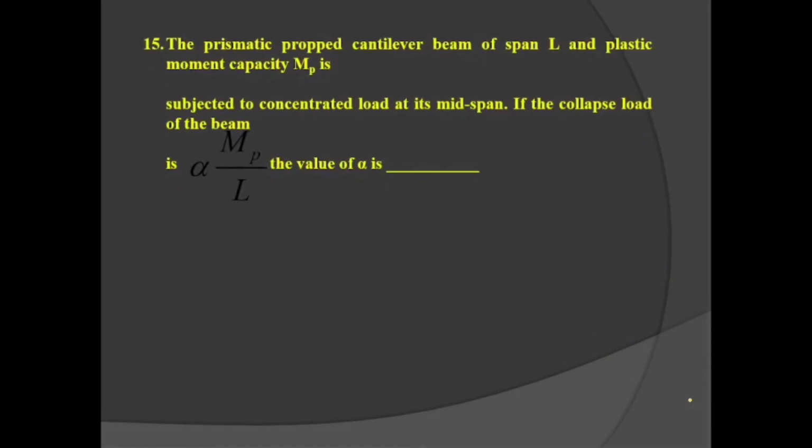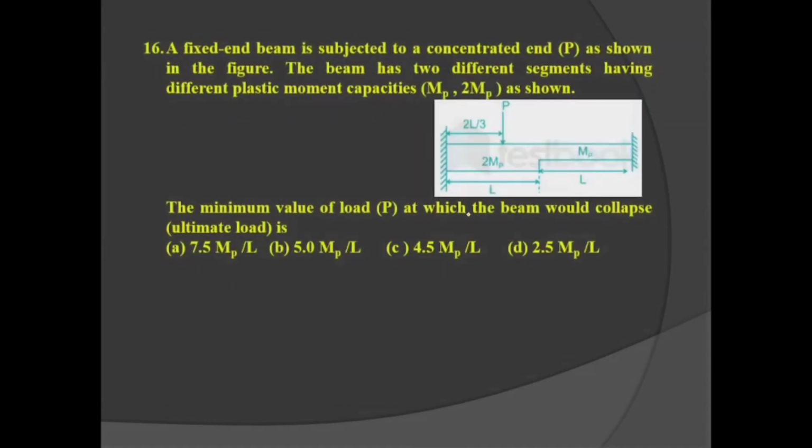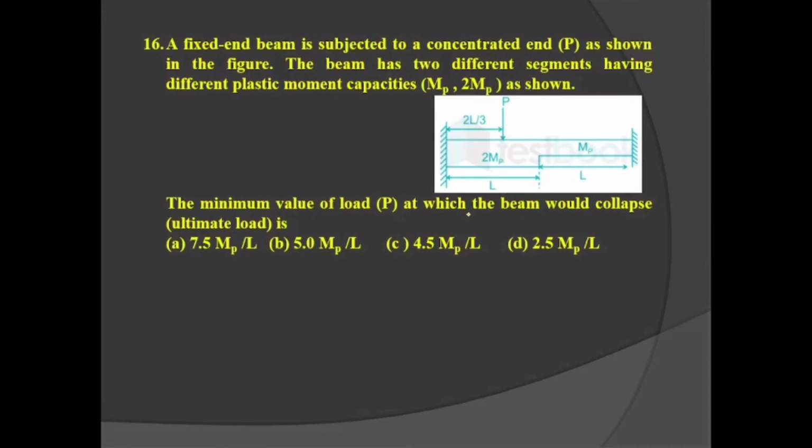The prismatic propped cantilever beam of span L, moment capacity MP, is subjected to a concentrated load of 6 MP by L. For this type of condition, the alpha value is 6 here. Okay, now the same question: a fixed end beam is subjected to a concentrated load as shown in the figure. The beam has two different segments. This type of question we had discussed directly, and our option was 7 MP by L.